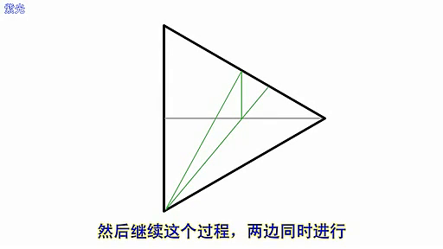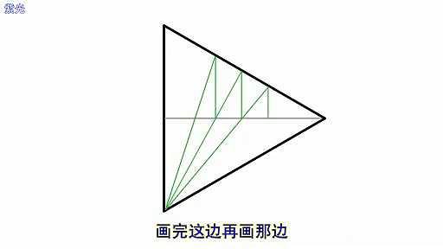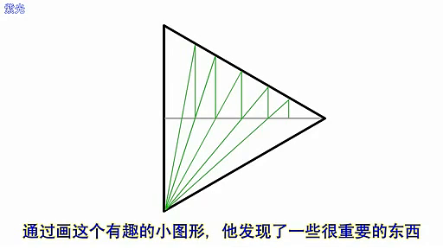Then he did the same, but passed through the center line of the top and back down again. He did this yet again on the other side. You can keep doing this on either side as well. By drawing this funny little form, he discovered something of great importance.